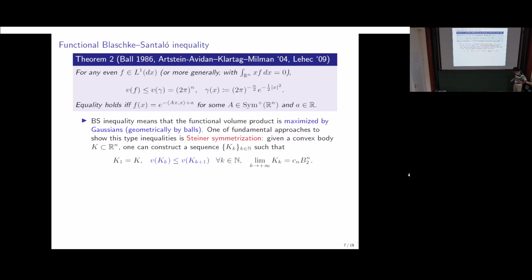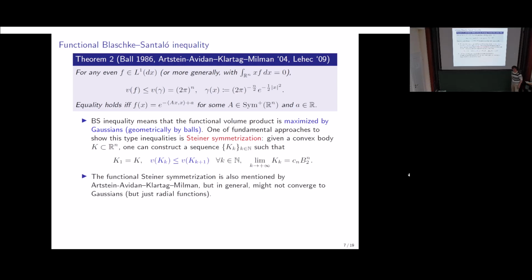This means that given a convex body K, by using Steiner symmetrization you can construct a sequence of convex bodies for which the volume product is monotone increasing, and moreover this sequence converges to the ball. Therefore you can obtain the Blaschke-Santaló inequality for sets. I especially want to emphasize that the volume product is monotone increasing around the Steiner symmetrization.